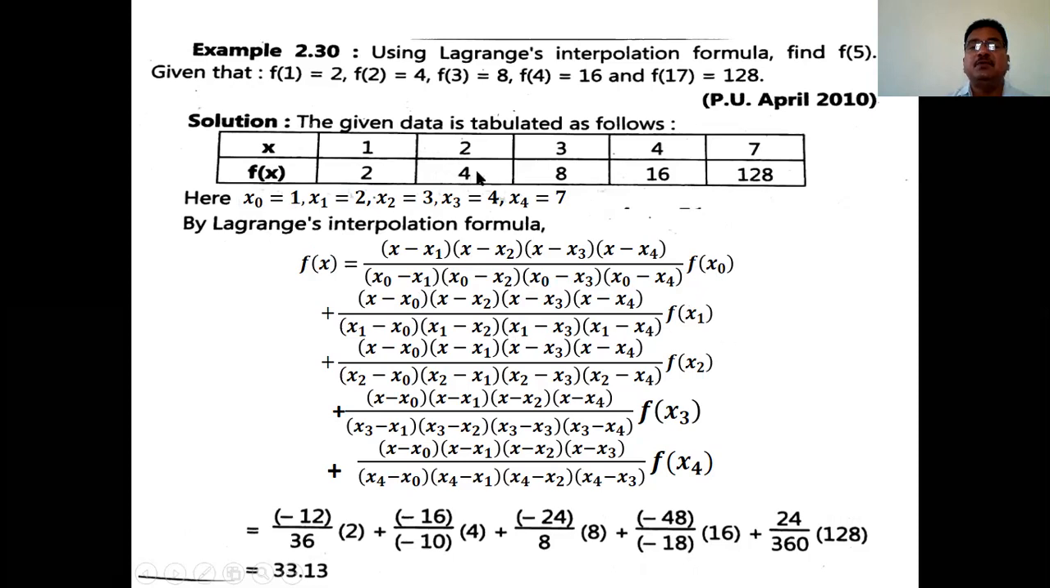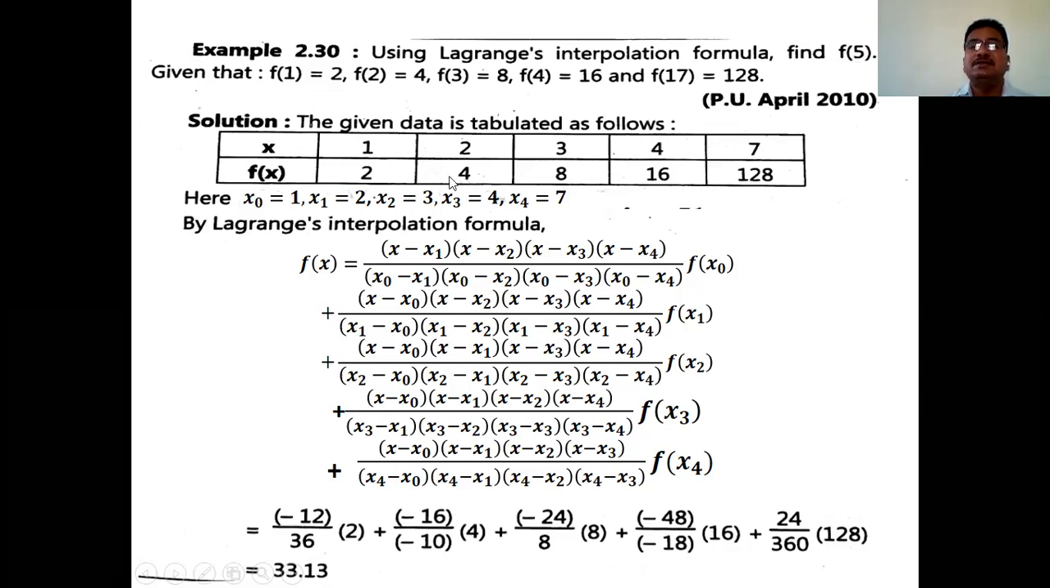f of x1 is 4, f of x2 is 8. Write x as 5 and the remaining values of x0, x1, x2, up to xn, then f of x0, f of x1. What is f of x4? f of x4 is 128. After calculating all this, we have the answer 33.30. So the value of the function at 5, f of 5, is 33.